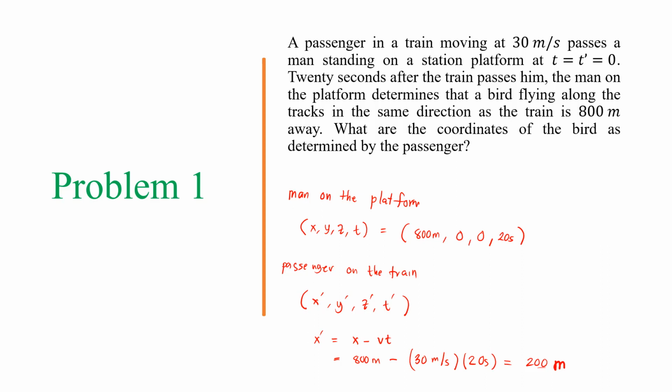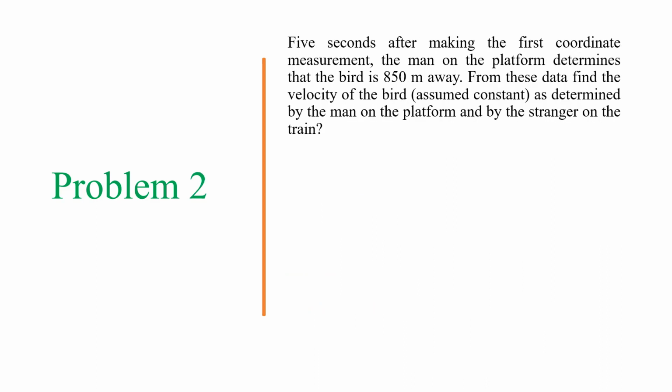Okay, so we have x prime, 200 meters, and then your y prime is 0, your z prime is 0, and then your t prime, according to the Galilean transformation, time is absolute, so t is just equal to t prime. So we have 20 seconds. So this is the coordinates of the bird as assigned by the passenger on the train. Okay, so let's move on to problem number 2.